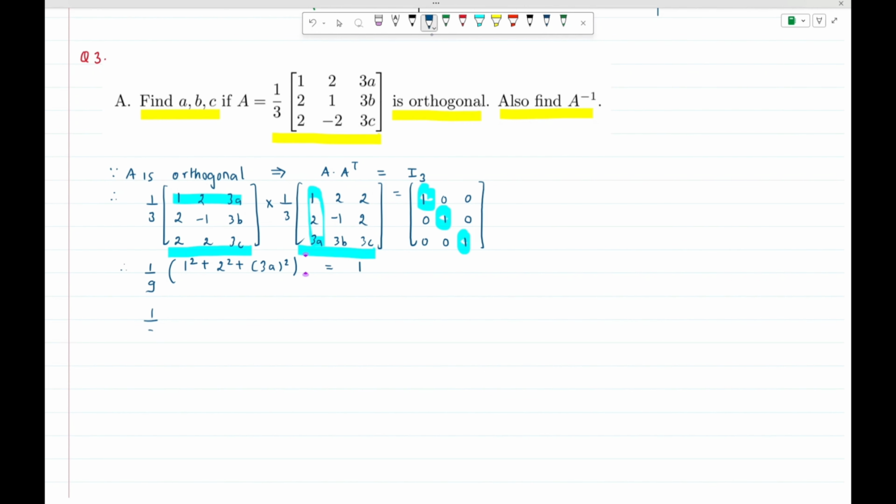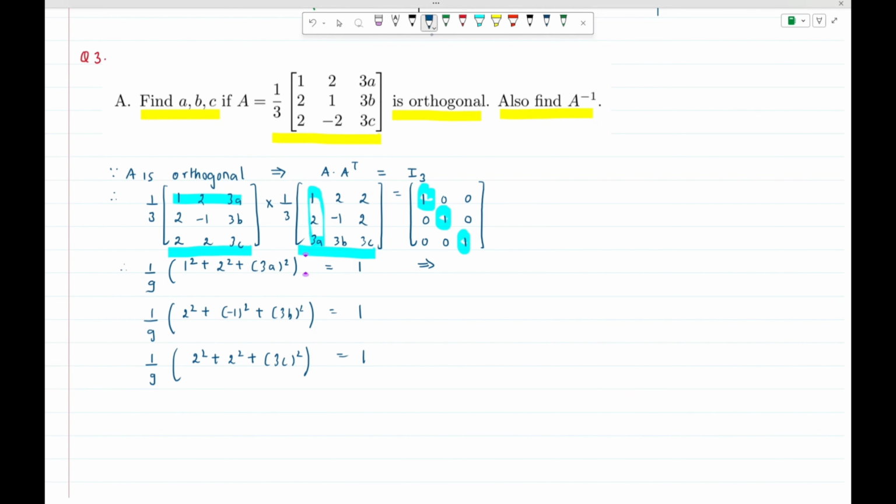Likewise, the second diagonal entry on the left is going to be 1 by 9 times 2 into 2 plus negative 1 into negative 1 plus 3b into 3b. This will correspond to 1. And the third diagonal entry on the left will be 1 by 9 times 2 into 2 plus 2 into 2 plus 3c into 3c is equal to 1.